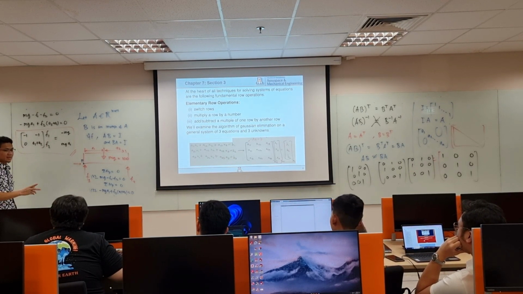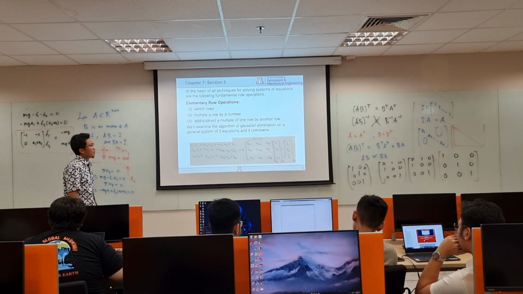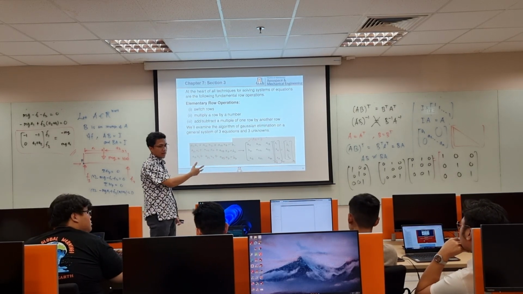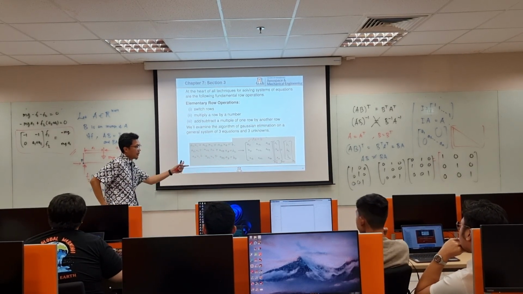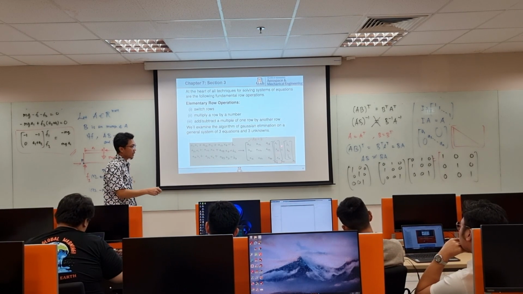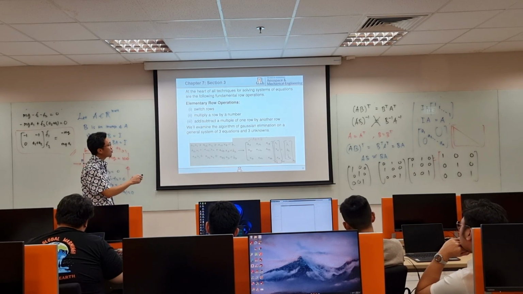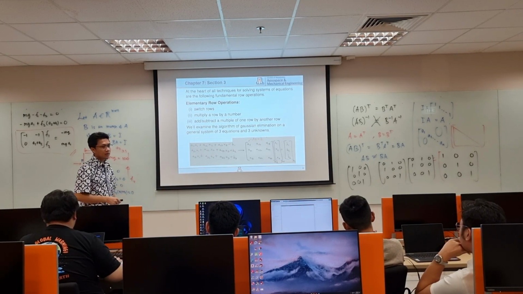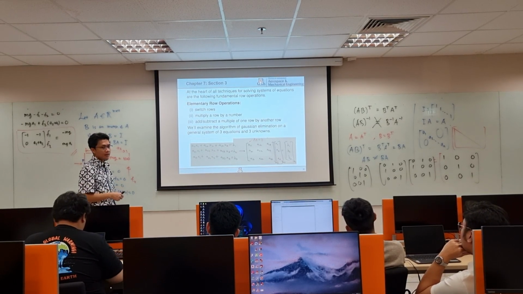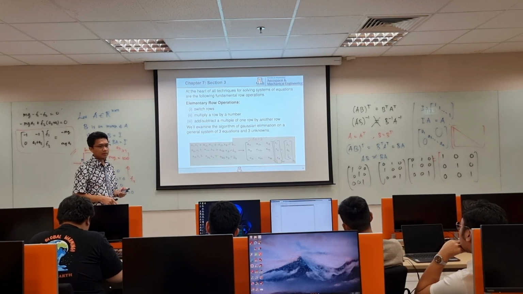Upper triangular matrix. If you have a set of linear equations like this, and then you create the matrix format, one of the ways of solving for x1, x2, x3, x4, etc. is to do what we call elementary row operations. This elementary row operation is done so that we can get the upper triangular matrix.